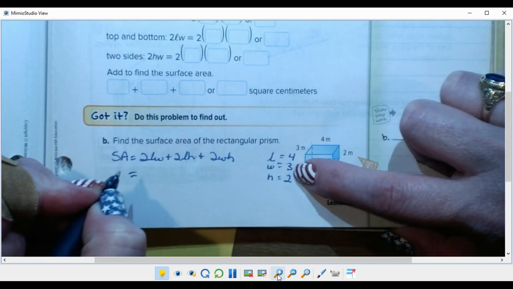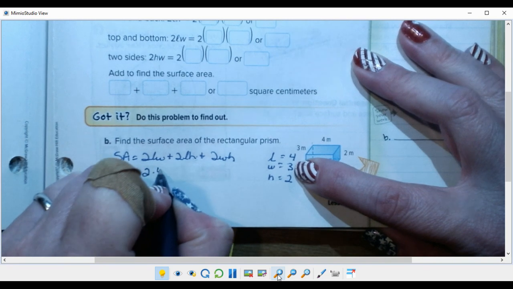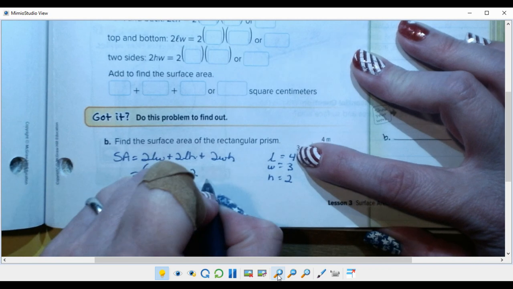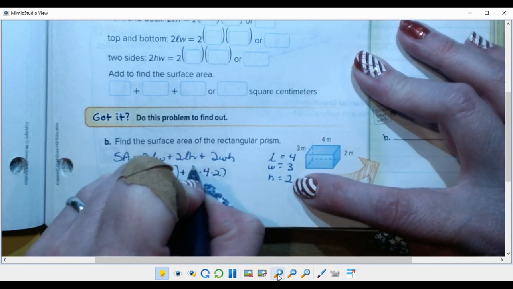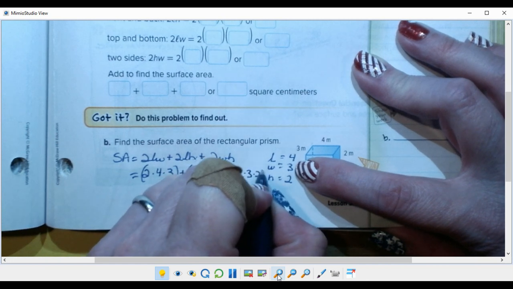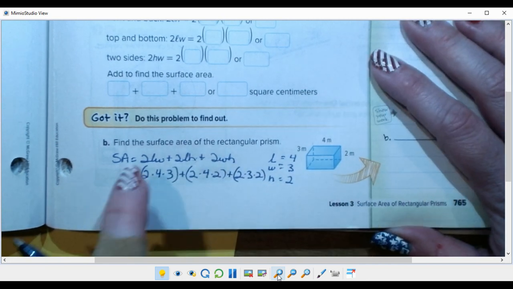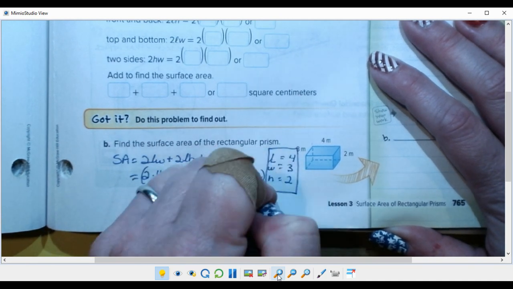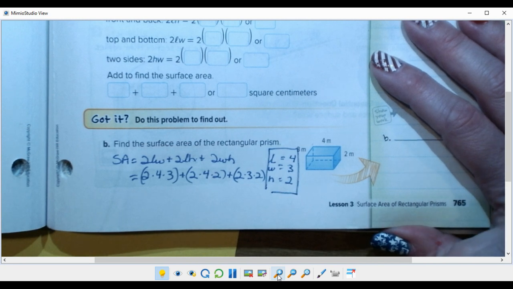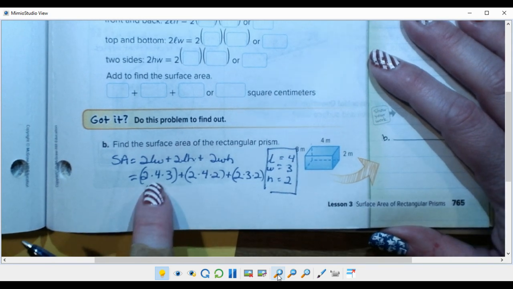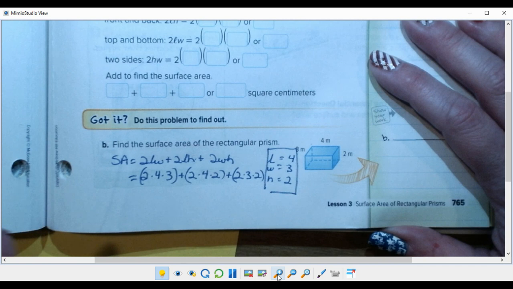So L is 4 and W is 3. 2 times 4 times 3. LH. L was 4, H was 2. And WH, W was 3 and H was 2. All I'm doing is replacing these letters with the numbers that I decided over here. And then I just calculate. If you've got a calculator that can handle it, put it all in at once. If you're using a phone calculator, something that has to be done piece by piece, do this, do this, do this, and then add them up.